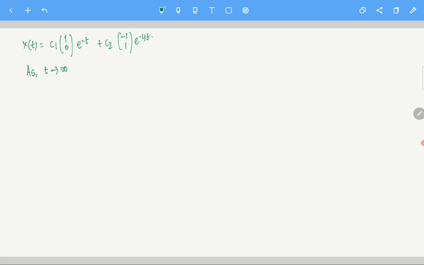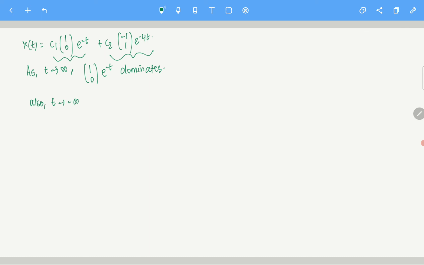When t is extremely big, let's say 1000, 1 million, which of these two terms do you think dominates? Basically, as t tends to infinity, e power minus 4t is much smaller than e power minus t. So this term dominates. This vector (1, 0) with e power minus t dominates. I hope this is fine. As t tends to infinity, this dominates.